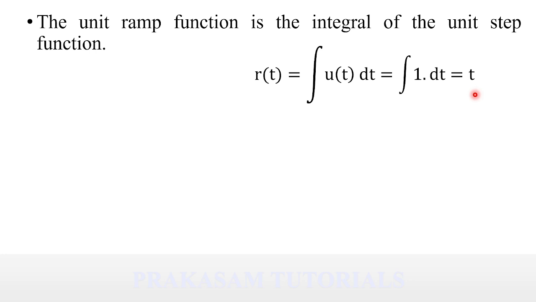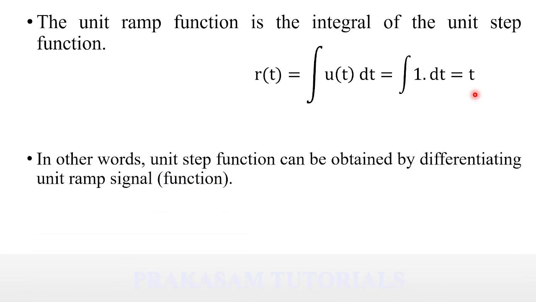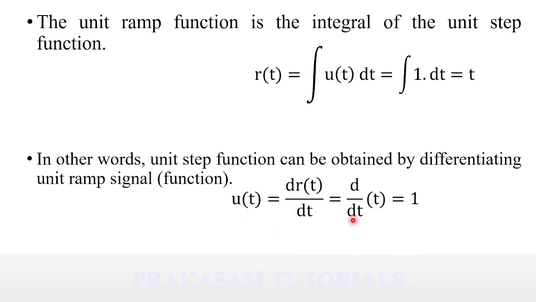In other words, the unit step function can be determined by differentiating the unit ramp function. That is, the unit step signal u of t is equal to dr of t by dt. Using the definition of the ramp signal, r of t is equal to t. Substitute r of t is equal to t. Differentiating t with respect to time, we get 1. So u of t is equal to 1. So the unit step signal can be determined by differentiating the unit ramp signal. So this is the relation between the unit step signal and the unit ramp signal, and this is the concept of the unit ramp function.